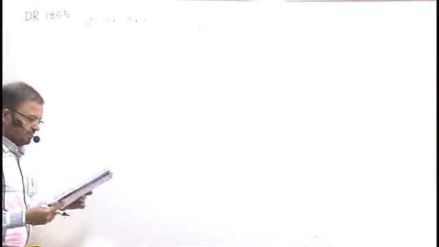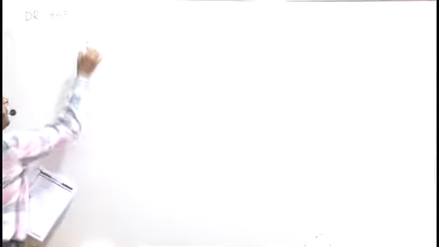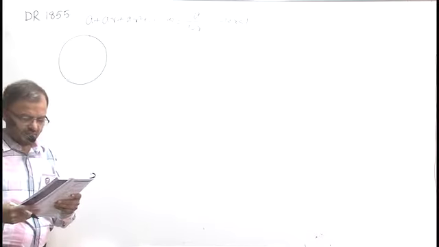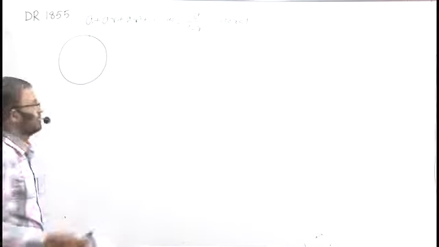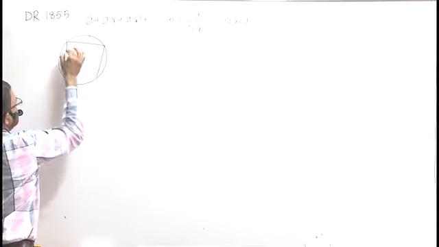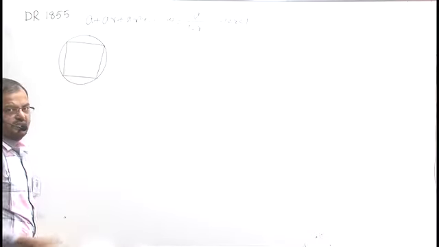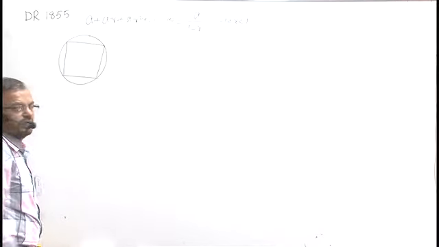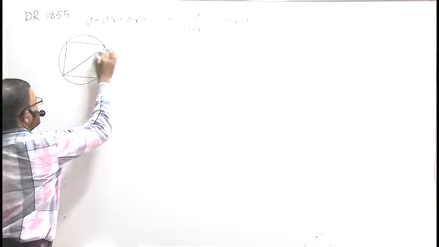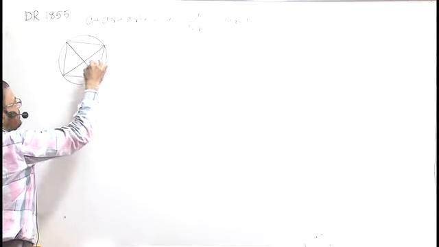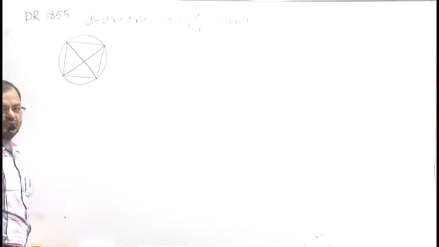Coming to this question, a circle of radius R. In this circle, I am inscribing a square. This is the square. If the radius of the circle is capital R, the diameter will become 2R. I can write here, this is 2R. Also, another diameter will be the diagonal of the square too.